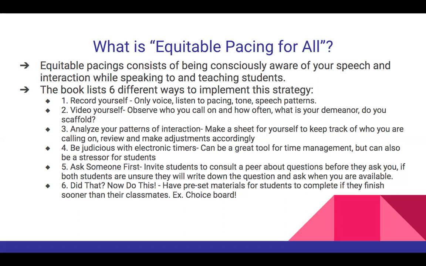The next one, number 5, is to ask someone first. Invite students to consult a peer about a question before they ask you. If both students are unsure, they can write their question down. The book suggested a sticky note, but of course this would work on anything. And when the teacher is available, they can ask you their question.